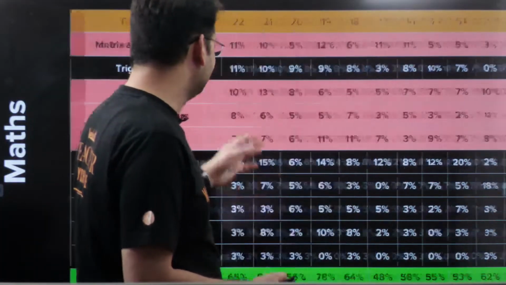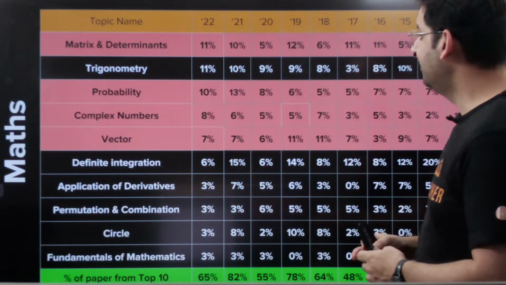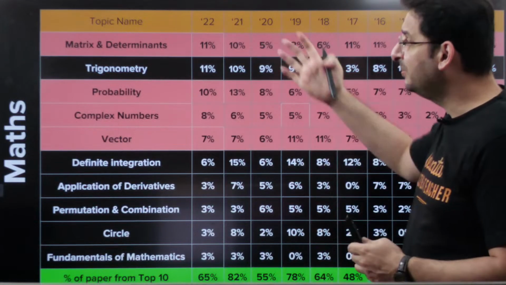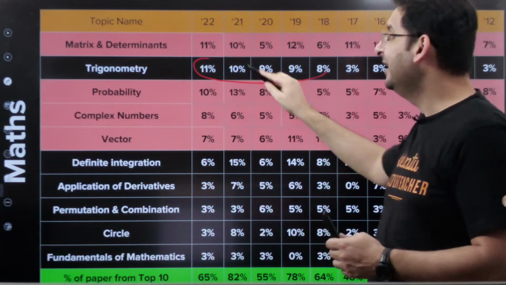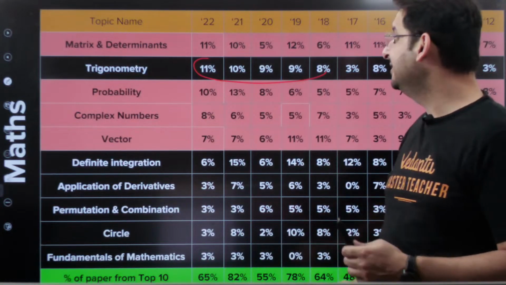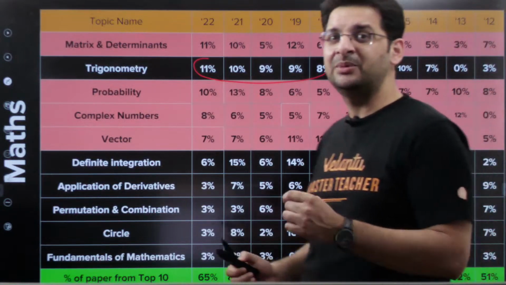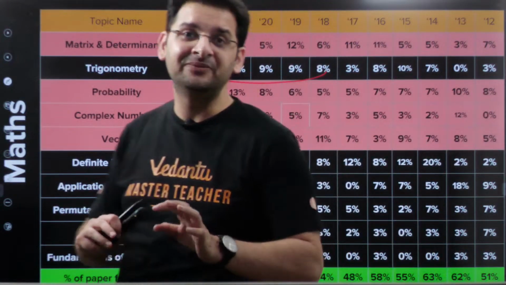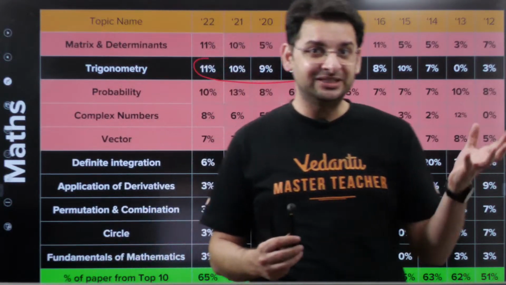All right. So this is the weightage. This is the weightage of mathematics as far as the top 10 chapters are concerned, and you can see trigonometry is right up there. 11% in 22, 10% in 21, 9% in 20, 9% in 19, 8% in. So basically trigonometry is one chapter which gets intermingled with every chapter, so that is why there are a lot of questions which we see on trigonometry.